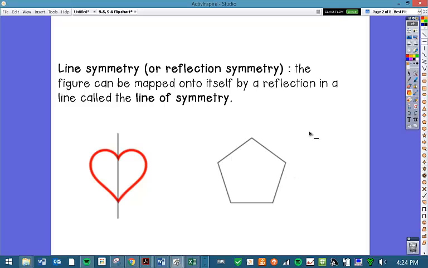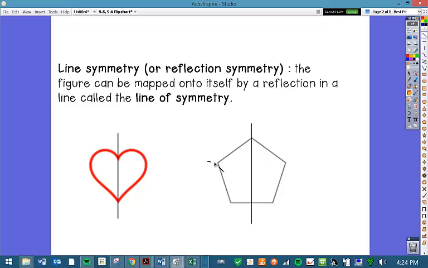This is a regular pentagon. It has a line of symmetry right through the vertex. So that's one of its lines of symmetry. This half maps completely onto the other half. But if it's a regular polygon, it actually has as many lines of symmetry as it does vertices.